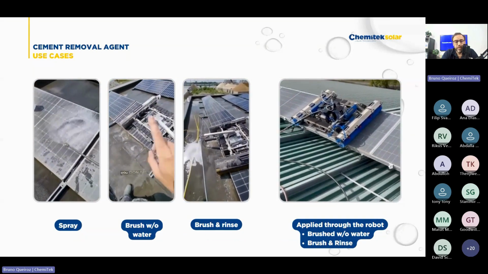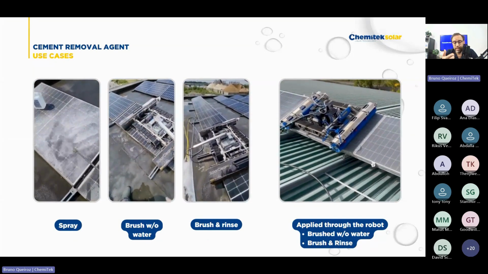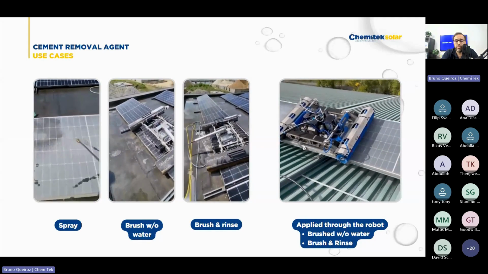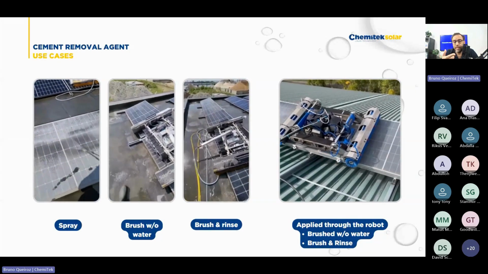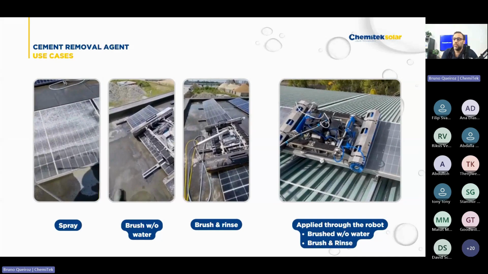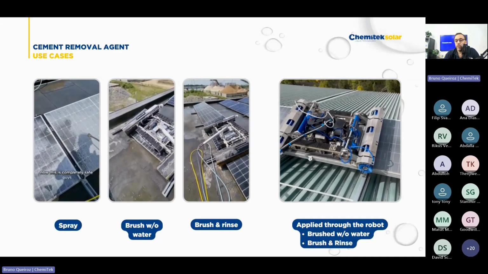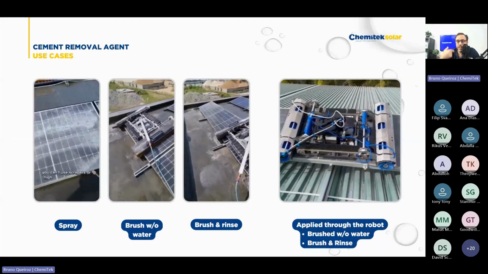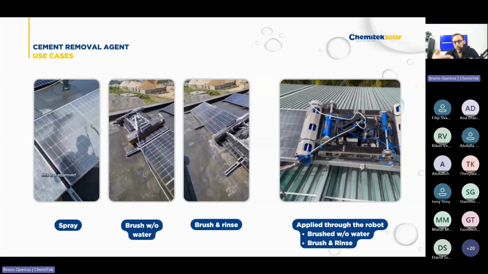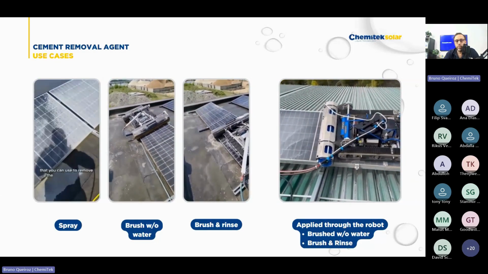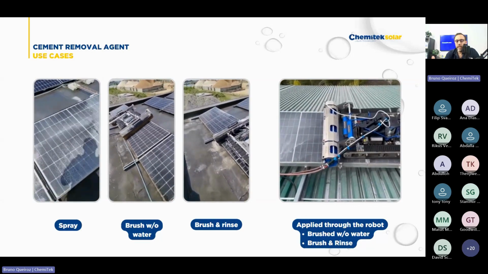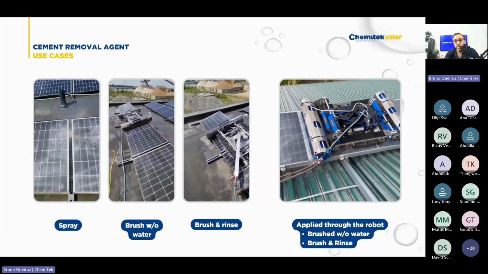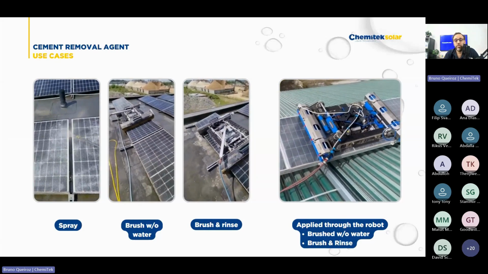Finally, with the robot, two options. Once again, you spray on the module, you brush without water with the robot. And in this case, the sense of rotation of the brushes are with the movement. You don't want to push the product off the panel. You want to keep it on the panel, so the rotation is with the movement to push the product inside the robot. And then you brush and rinse already with the brushes at the normal sense of rotation, pushing the water off the panel.